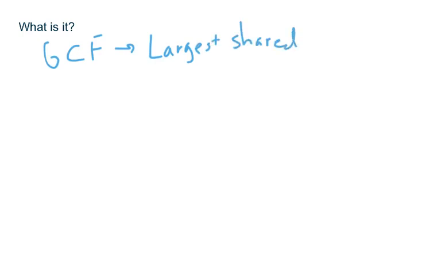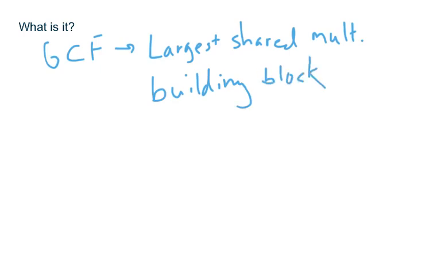So first, let's talk about what the GCF is. GCF does stand for greatest common factor, and what we're referring to is the largest shared multiplication building block. So we're looking between two numbers and we want to see what is the largest thing that they share if we're breaking apart all their factors. So that's what the greatest common factor is.